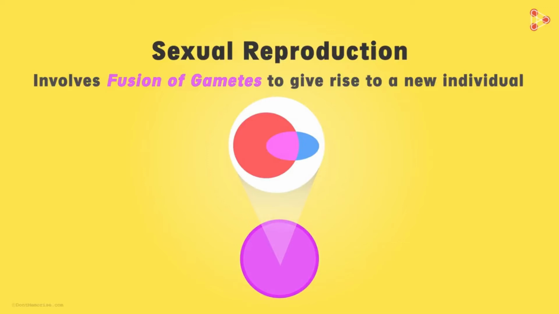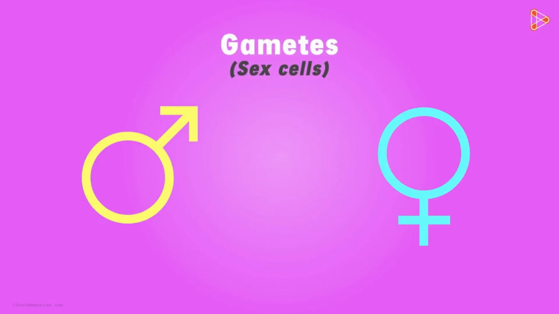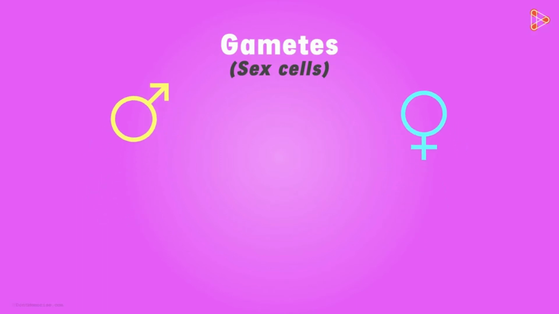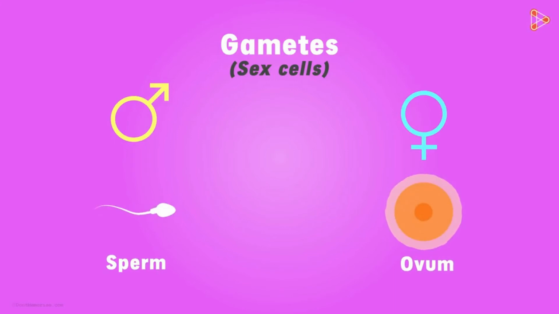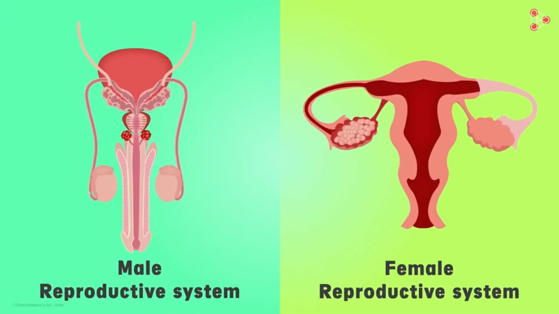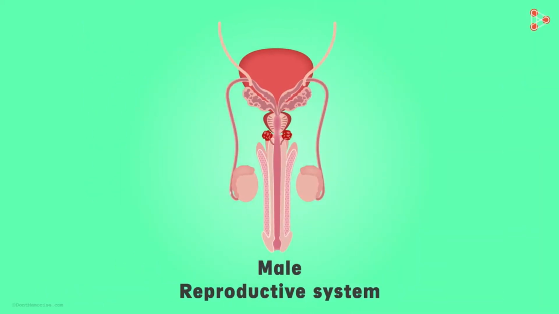Thus, in order to learn sexual reproduction, we need to understand the gametes first. Gametes are sex cells and are different in both males and females. Do you know what they are called? Yes, we have come across these terms. The male gamete is called sperm, while the female gamete is called ovum. In order to study them, we first need to take a glance at the reproductive systems. This will give us an idea of how the gametes are produced and help us understand the fertilization process better. So in this video, let us learn about the male reproductive system.